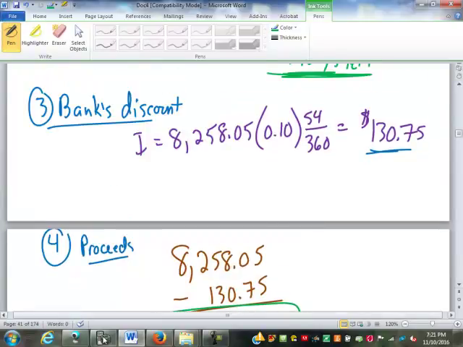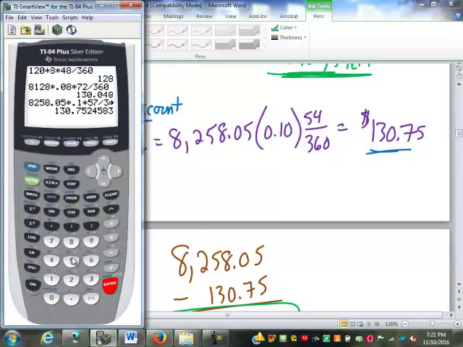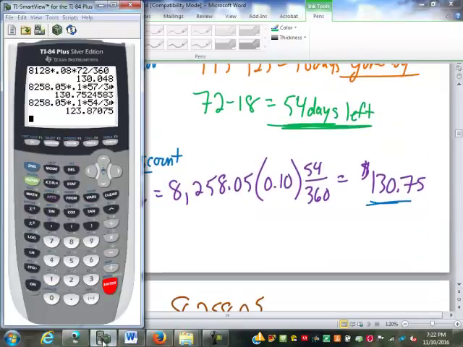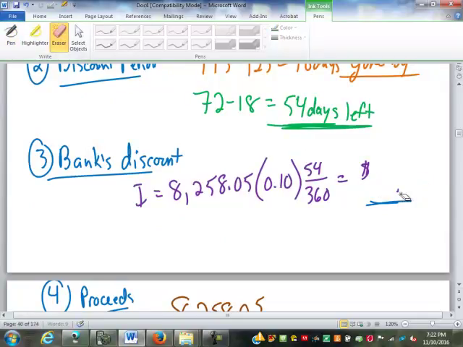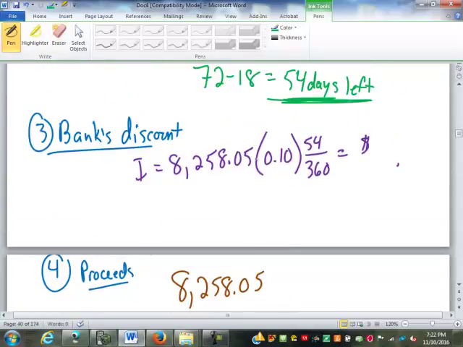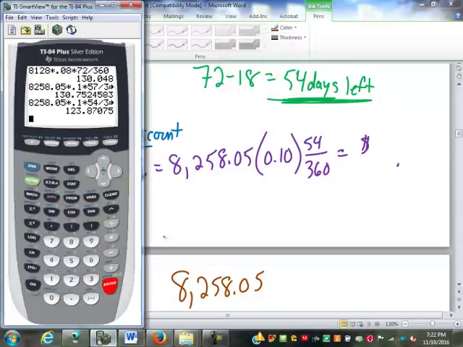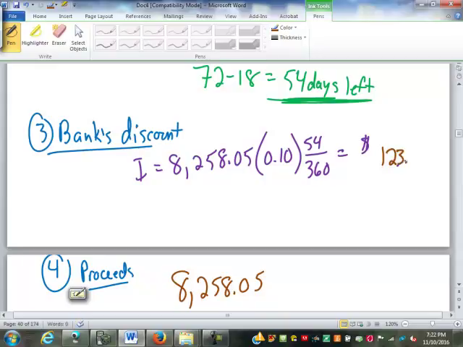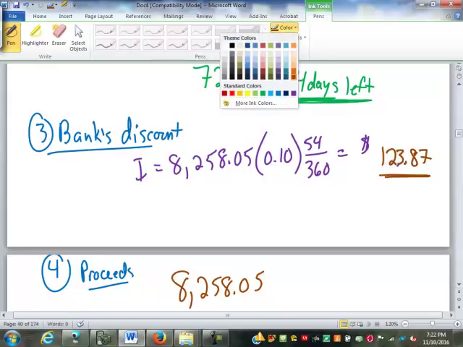Hey, did I punch it in wrong? Let me try it again. So 8258.05 times 0.1. You gotta remember it's a 10% rate now. Times 54 over 360. Well, now I'm getting 123. Well, I had 57 in there. That's what happened. 123.87. Yep, I was off. I hit 57 instead of 54. I gotta do some erasing. Sorry about that. So the discount is 123.87.